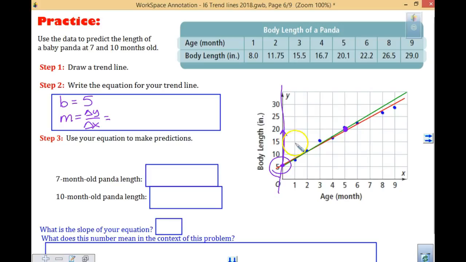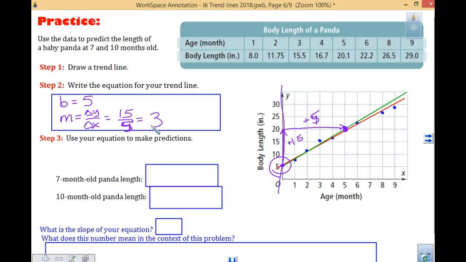My rise is how much? 15. How much am I going over from 0 to 4? Over 4. So I'm going to take 15 and divide it by 4. Now if yours isn't close to that, look at yours, but my guess is that it's pretty close. 15 divided by 4. We got about 5? Oh my. If we went over, we went over 5, not 4. So we're about 3.